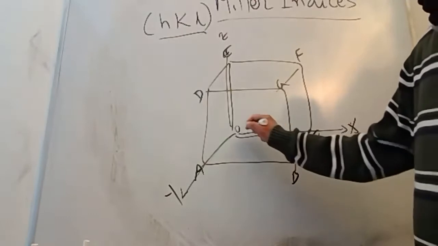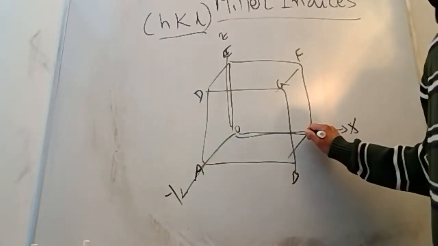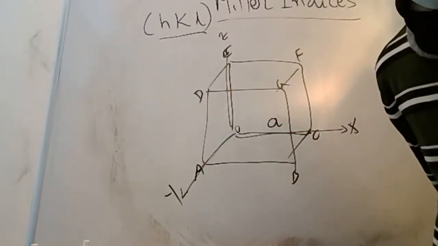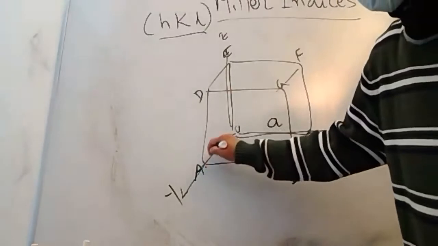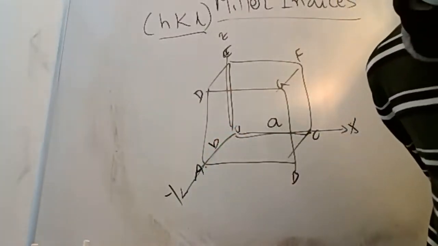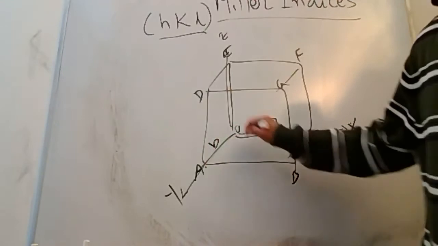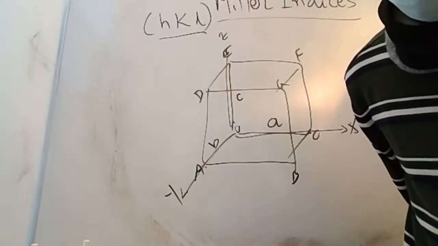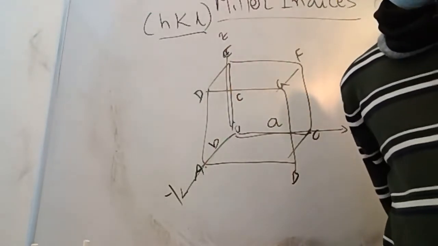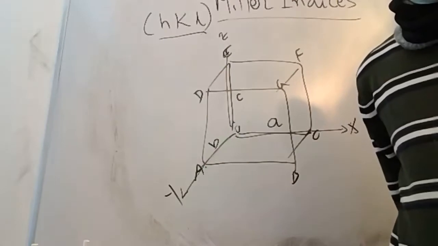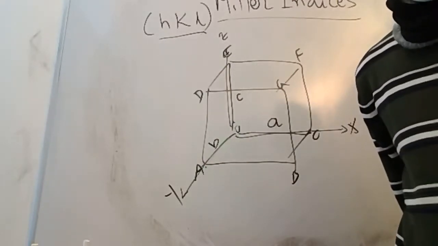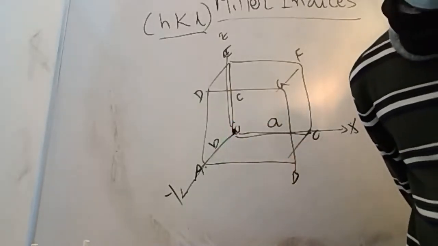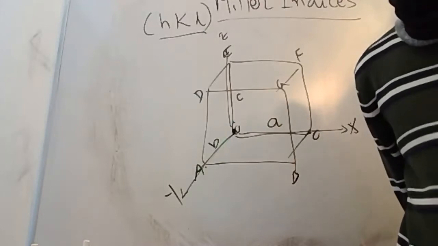Okay, so the length OC is the cell dimension along the x-axis, and along the y-axis, we call the length B, and along the z-axis, we say C. I'm now talking about an orthorhombic system where A, B, C are different lengths, and this is the Cartesian system. My origin for the three-dimensional geometry is O.